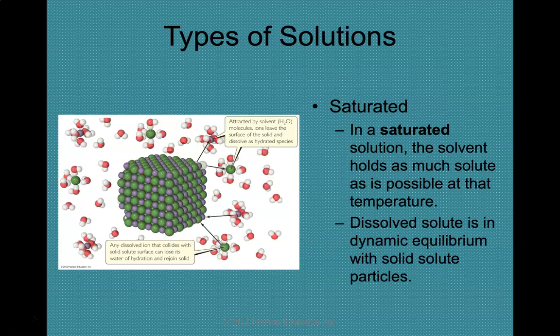From there, we talk about the different types of solutions that are out there. The first is going to be a saturated solution, which is the simplest way to describe a solution that cannot take on any more solute. We've dissolved as much as we possibly can at whatever temperature the solvent is at. Dissolved solute at that point is in what we call a dynamic equilibrium. Equilibrium meaning that the rate at which the solid particles dissolve into the liquid and the rate at which the solid particles go back into a solid form are equal to each other.